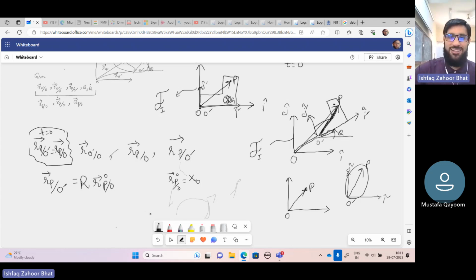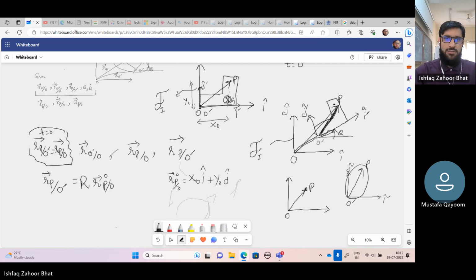Okay, so I was saying that this R P O at t equal to 0 will have some x component and some j component. So I can write this R P O as x naught i plus y naught j. Basically, if you project this, this is x naught and this is y naught. Is this okay? Okay, sir. Can you tell me what R P with respect to O dash at any time, how we can represent it in components?